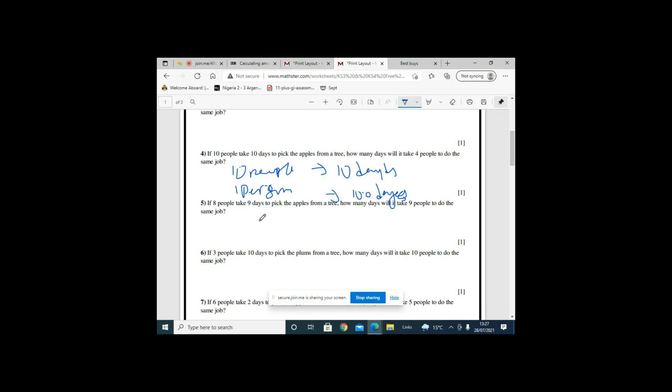Then how long will it take 4 people to do it? 4 people will take 100 divided by 4, which is 25. So that means the 4 people will do it in 25 days. I hope you got that question right.